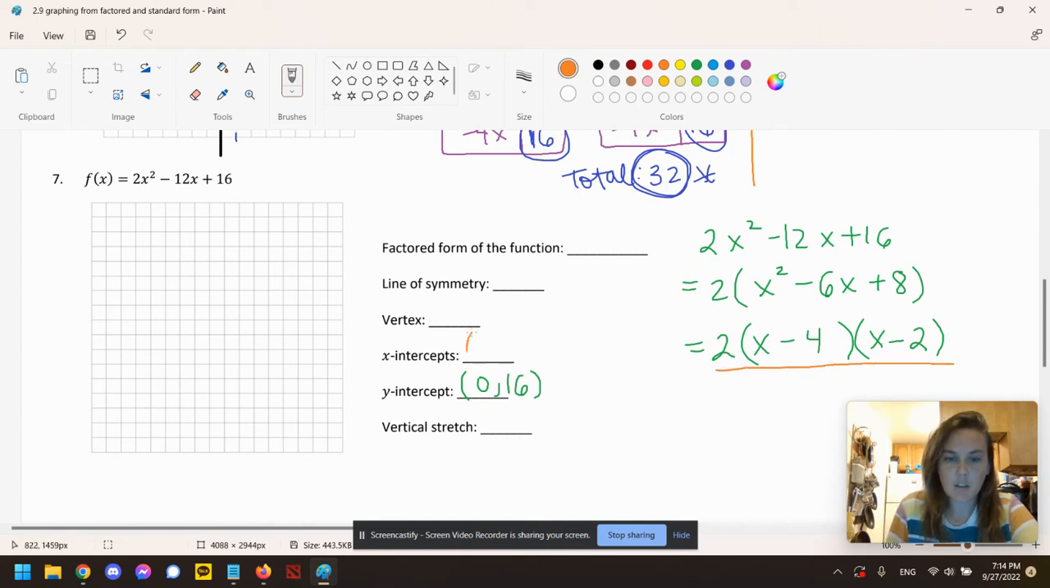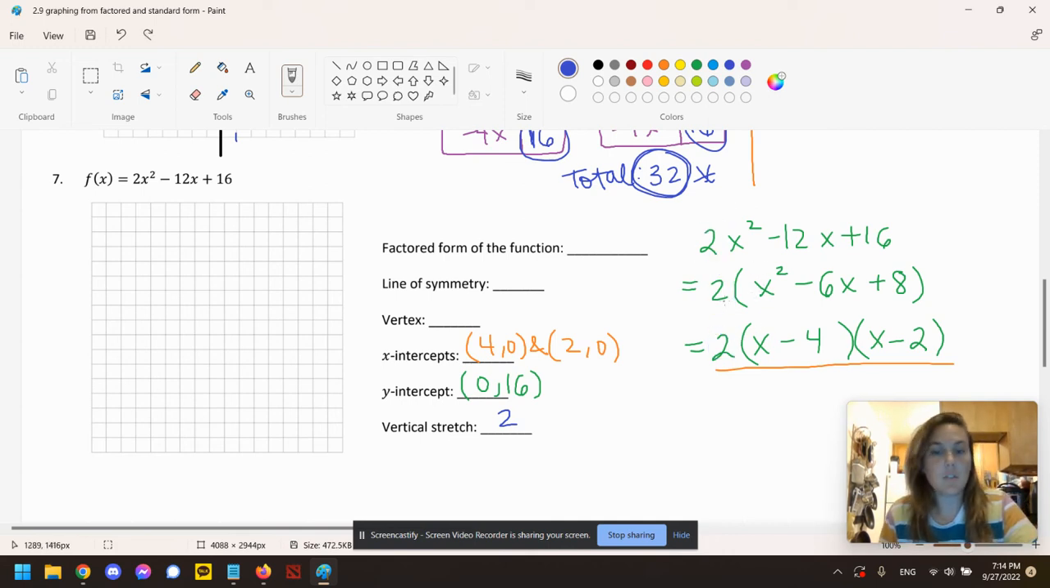Based on this, I now know my x-intercepts. My vertical stretch is 2. You might notice that we've got a 2 out front on all these equations. This is where my vertical stretch comes from. And then so this is my factored form as well.